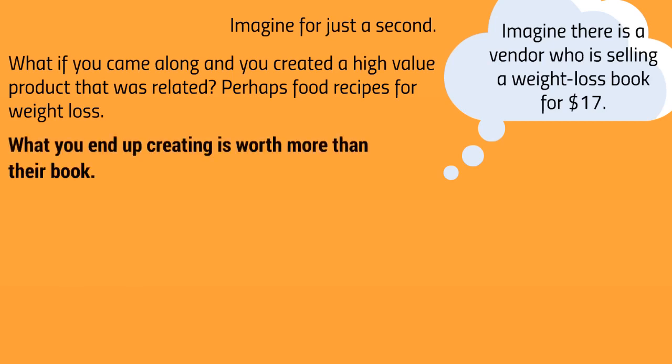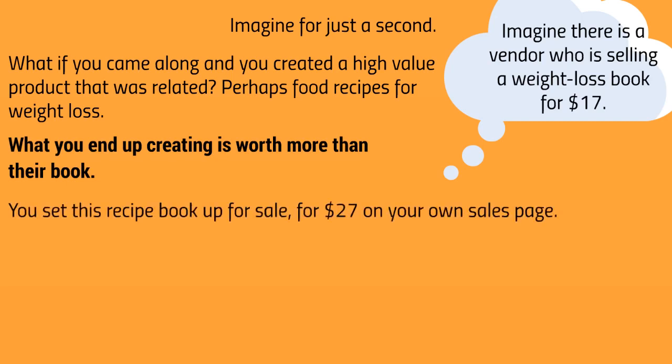What you end up with is a book or a video that is worth more than their book. So in this case, you can set the recipe book up for sale on an actual sales page for $27. Somebody is selling a $17 book or something lower. Basically, what you want to do is make sure that your high value product is either double or a little bit more money than what they are selling. And the reason being is because it's going to get the vendor to more likely say yes.